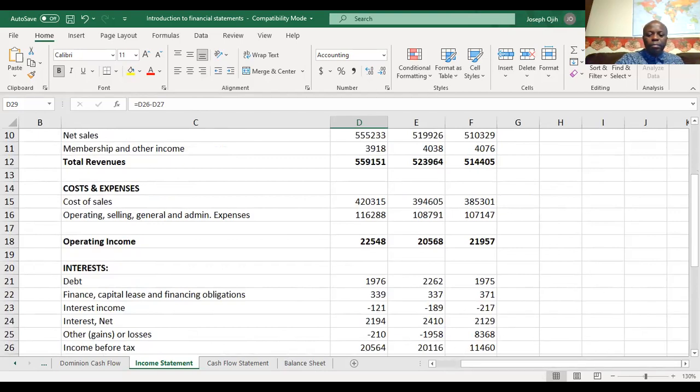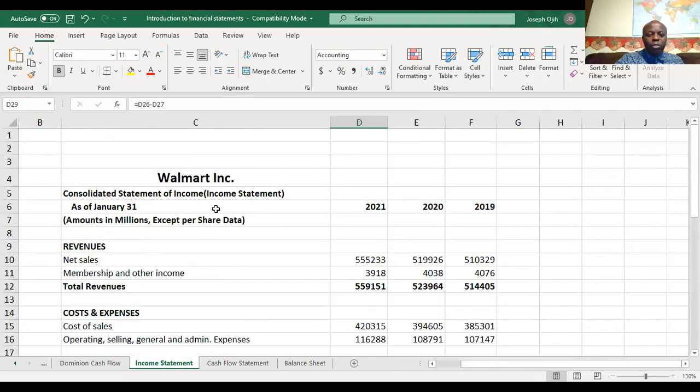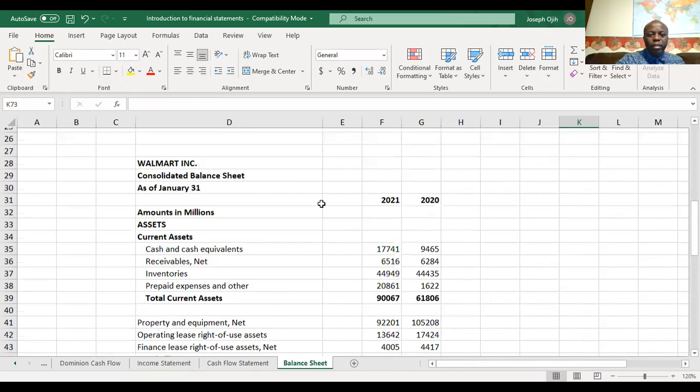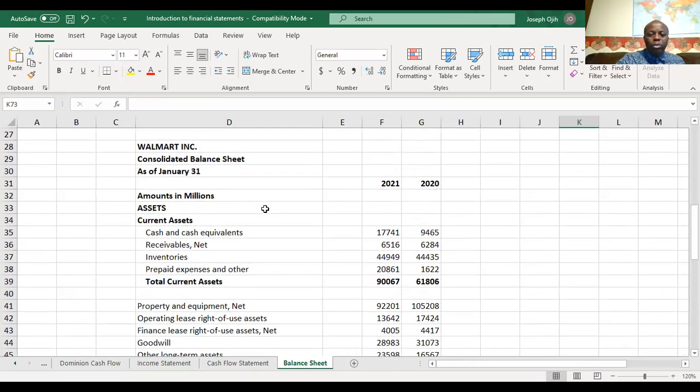Again, you can see the balance sheet. This is the income statement for Walmart, and then this is the balance sheet for Walmart. See? So we're using these two to get our ratios. Like I explained, we were using the year 2020, 2021. Usually we start from the current year to the previous year, 2020.